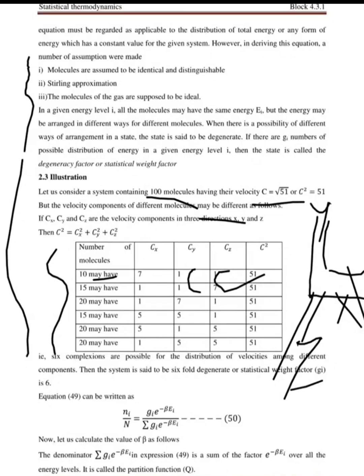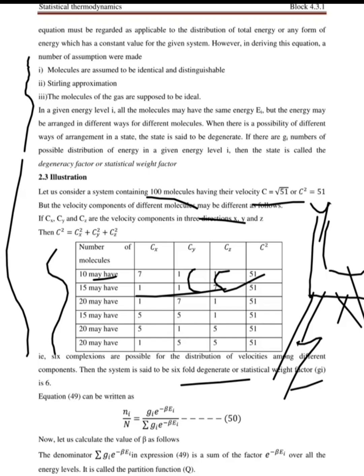So for the number of molecules 15, which are having different directions. Here the probability factor for complexion of 6 in the distribution of velocity among different components. The system is said to be six-fold degenerate in statistical analysis. So gi is nothing but the statistical weight factor.